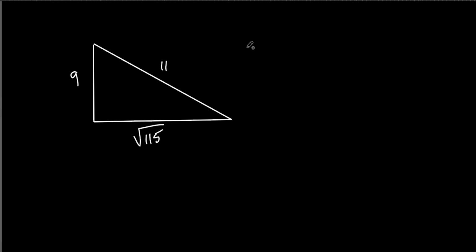So what we're going to do is take the two smaller sides. What are they? The 9 squared and then the square root of 115. We're going to square that. And we're going to compare it. I always put a question mark here. I don't put equals because I don't know if it's equal just yet. So that's why I put a question mark. We're going to see if it's equal to what? 11 squared.